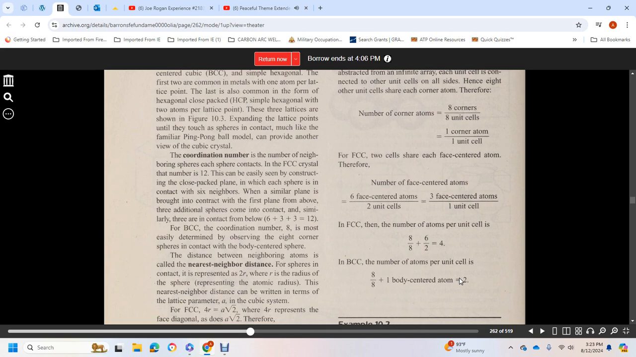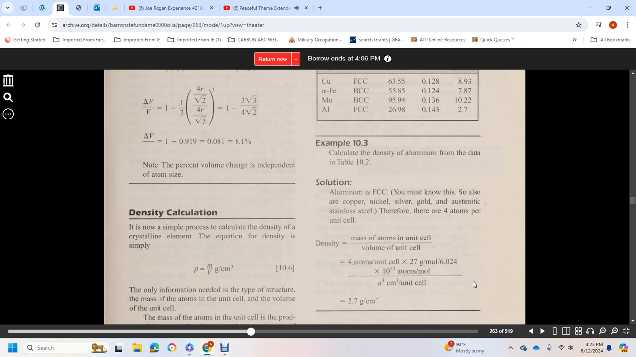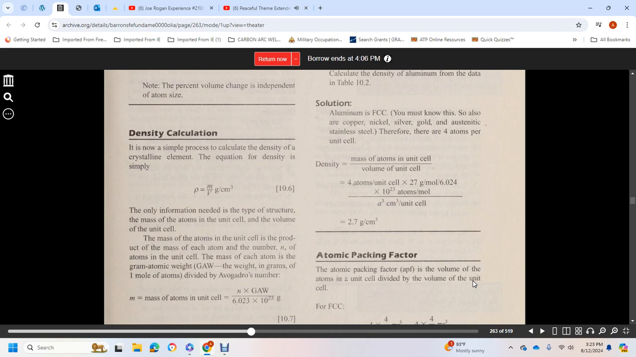So for the FCC, the number of atoms per unit cell is 8 over 8 plus 6 over 2, which is equal to 4. For the BCC, the number of atoms per unit cell is 8 over 8 plus 1 body-centered atom, which is 2. Example in solutions. Alright, density calculation.